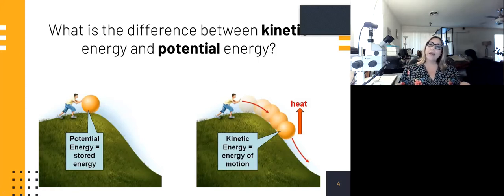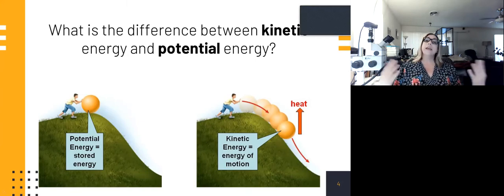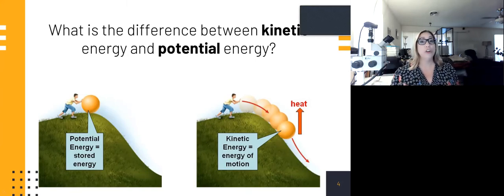When the boy and the ball are at the bottom of the hill, the ball has no potential energy. It's lying on the ground without motion, and gravity is holding it to the ground. Now, in order for the person to push the ball up the hill, he has to put energy into pushing the ball. So it's raising the height of the ball above the ground.